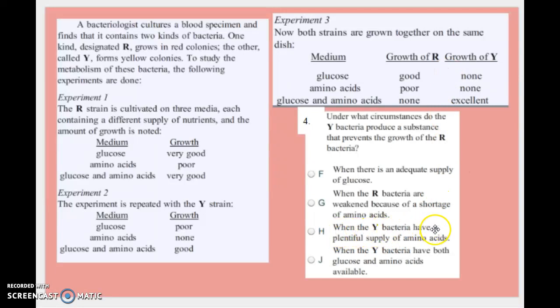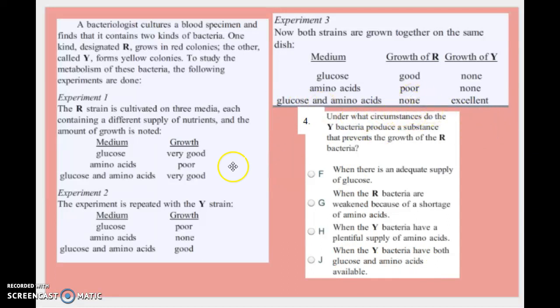H, when the Y bacteria has a plentiful supply of amino acids. So now it's saying, okay, does the Y affect the R when there's a lot of it? Well, when they're putting in just amino acids, the R was poor, and the Y didn't grow at all when they were alone, and they did the exact same thing when they were grown together. That means they're not reacting at all. They have the same results whether together or alone. So that one doesn't work. So hopefully it's this last one. When the Y bacteria have both glucose and amino acids available. So that's that last trial. And look at the dramatic difference.